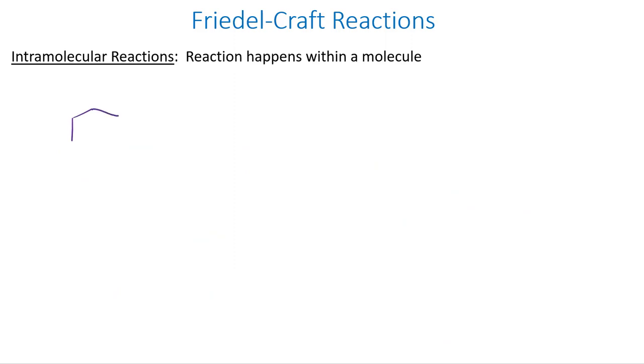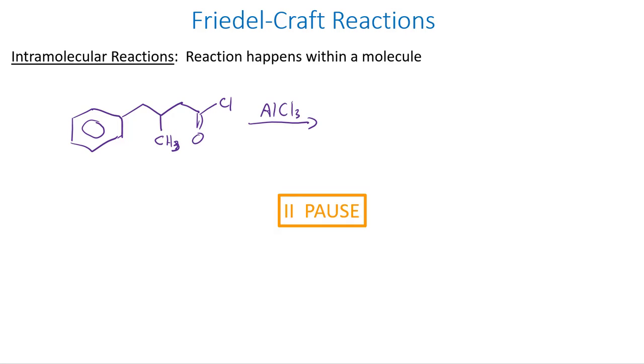Let's look at one more example, or 2 more examples. First, we'll take a carboxylic acid chloride that is attached to a benzene ring, and we will put a substituent, a methyl group here. We're going to react that with some AlCl3. Pause the video here if you want to and see if you can predict the product of this reaction.